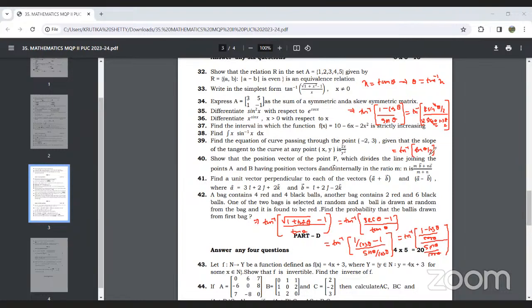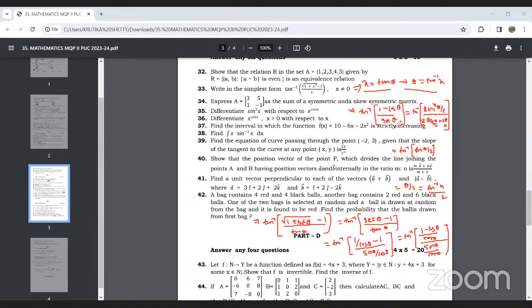So tan inverse of tan theta by 2 will be equal to theta by 2, and we know theta is equal to tan inverse x. So theta by 2 will be equal to tan inverse x upon 2. So tan inverse x upon 2 is the simplified form. For this example, first we apply the substitution x is equal to tan theta.